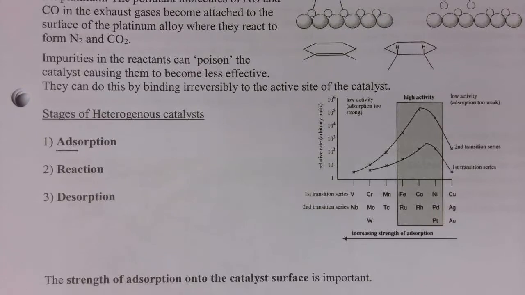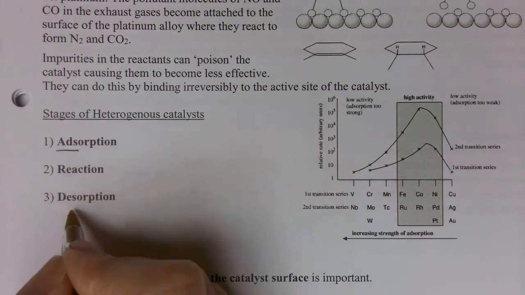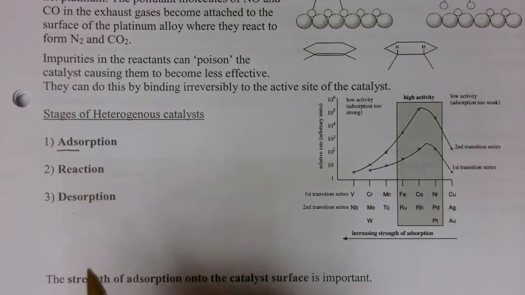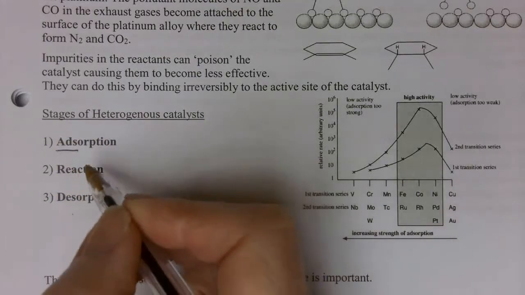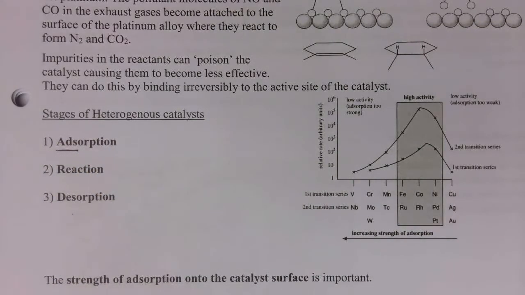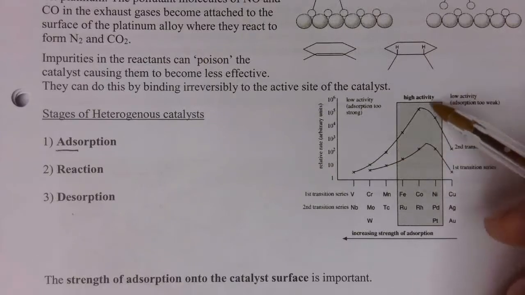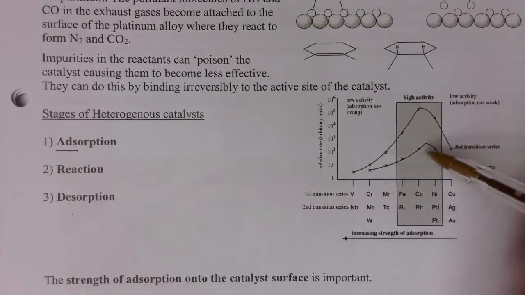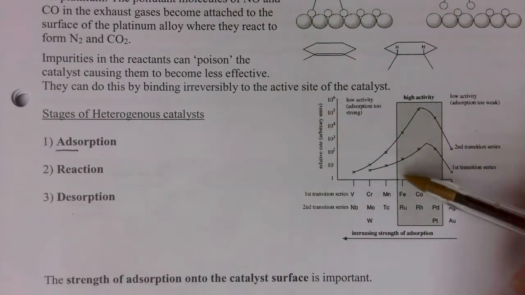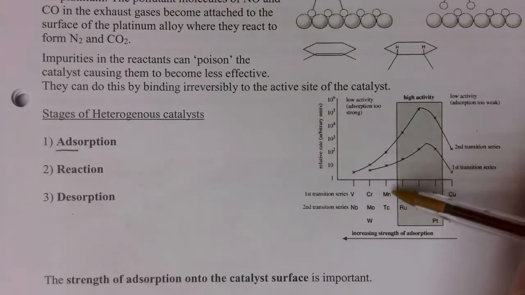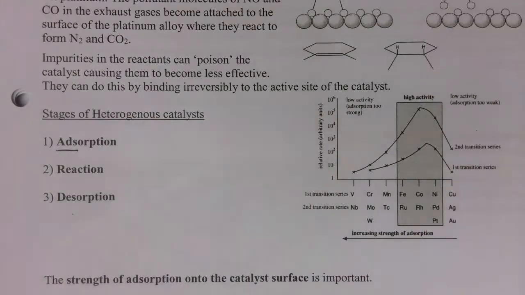So the strength of the adsorption onto the catalyst is very important. If it's too strong, then the products will never be able to desorb. If it's not strong enough, they won't be able to adsorb onto the surface long enough for the reaction to take place. So there's a kind of a sweet spot here in the middle. You don't want too low activity where the adsorption is too weak. You also don't want it where the adsorption is too strong.